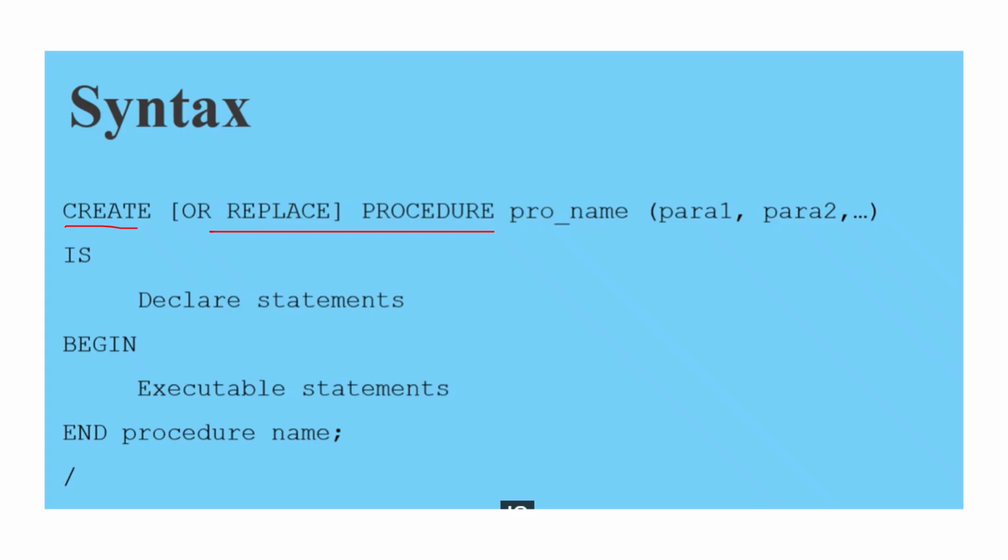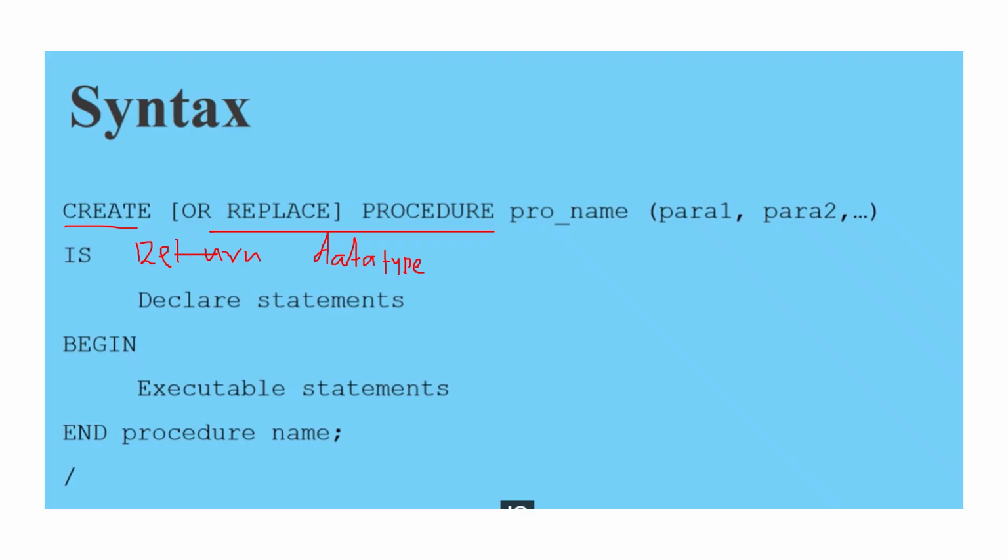The only difference between function and procedure is that in a function we use the return keyword and data type. But here there is no need to use return and data type. So in procedures we just use this syntax alone. After that we can declare the statements.